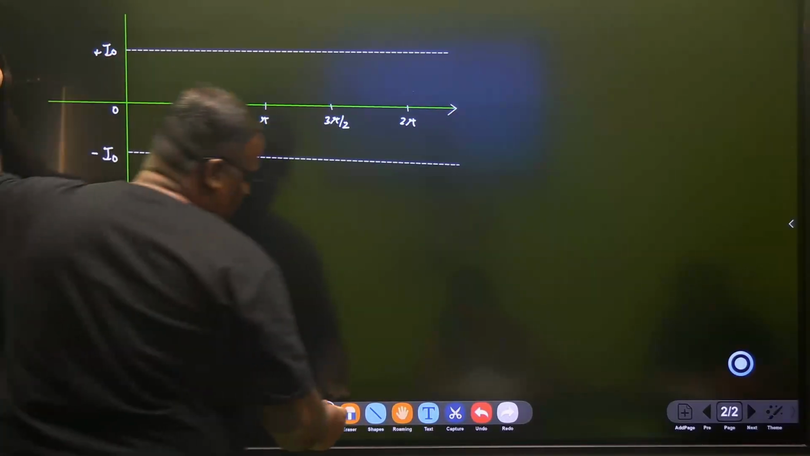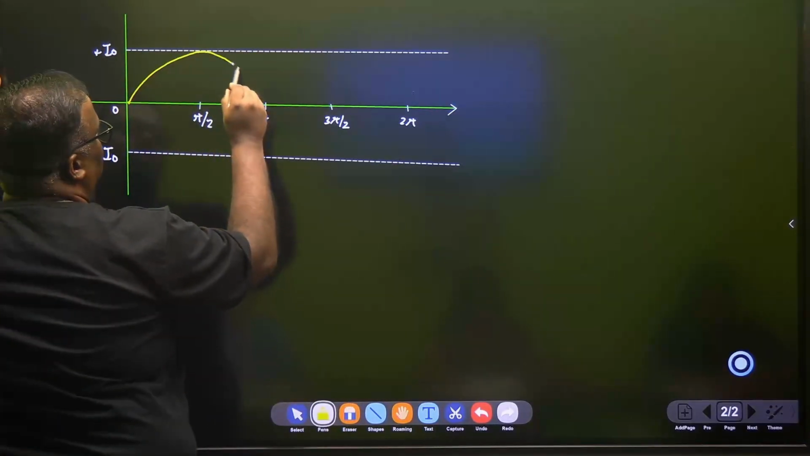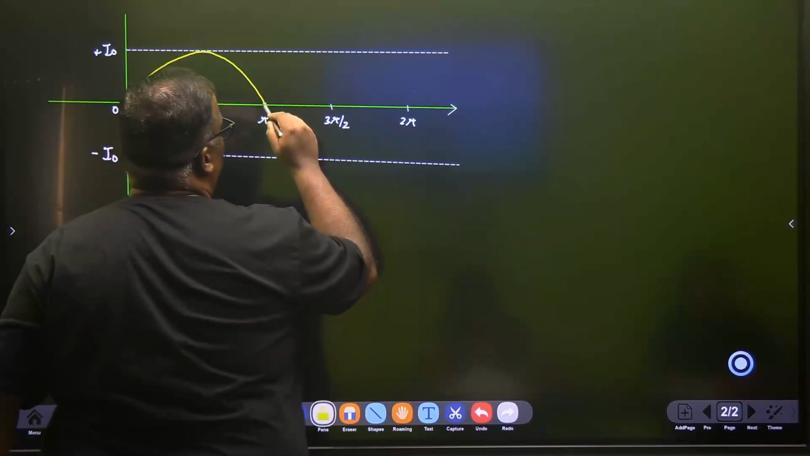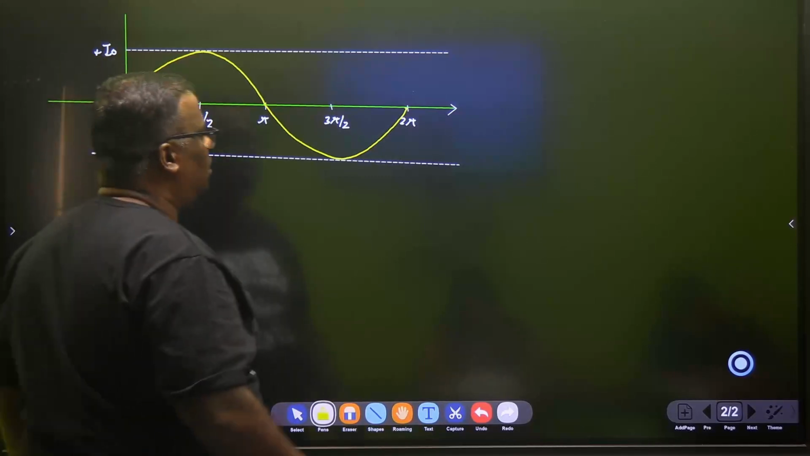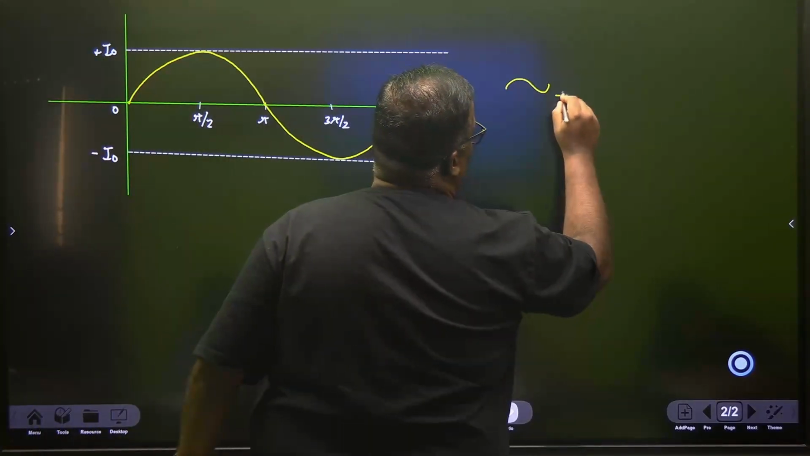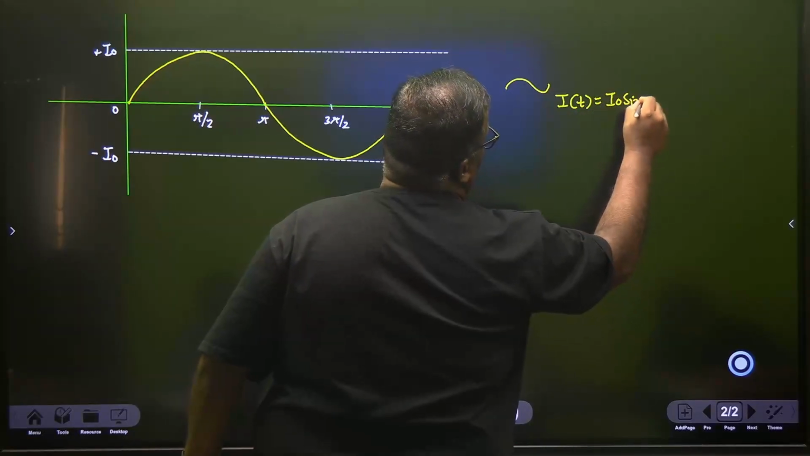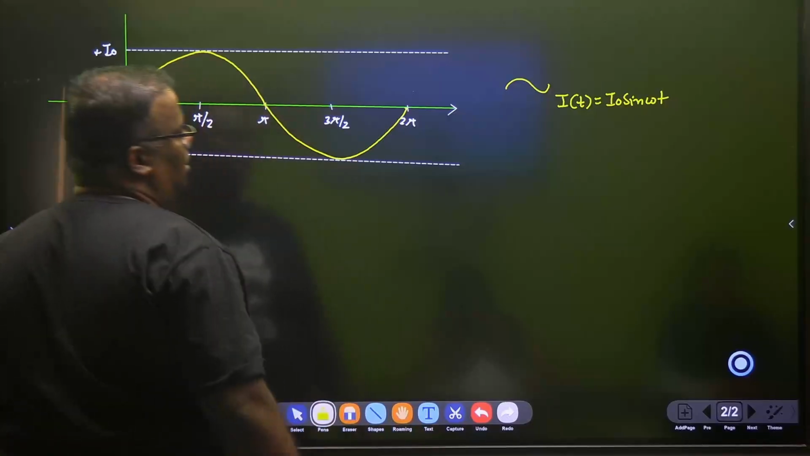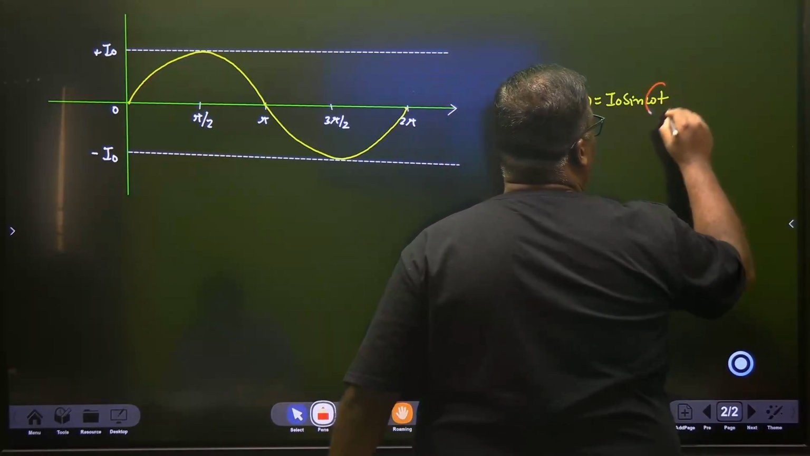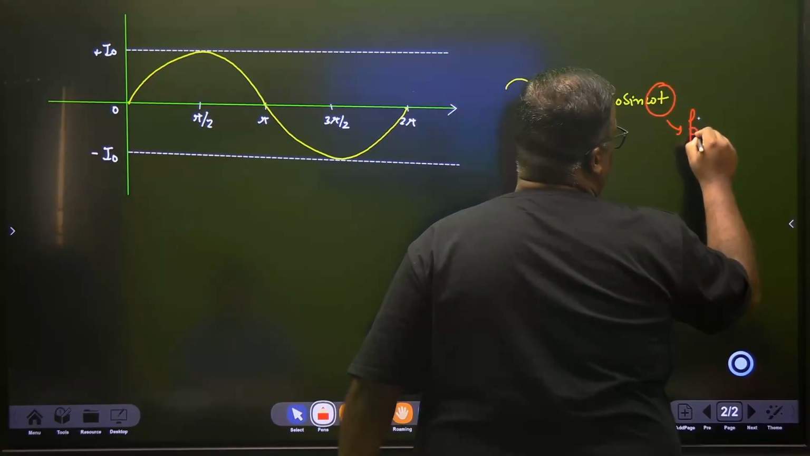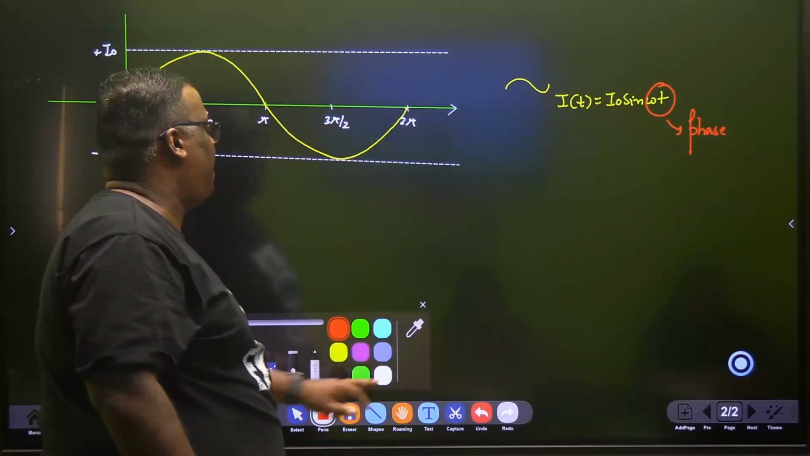So how will your sinusoidal signal look? You will take a peak value here, and then again the minimum value here, right? This is my curve, which represents I at any time t, the instantaneous current, I naught sine omega t. And this omega t, which we will study today, is known as the phase. We'll learn what phase is.